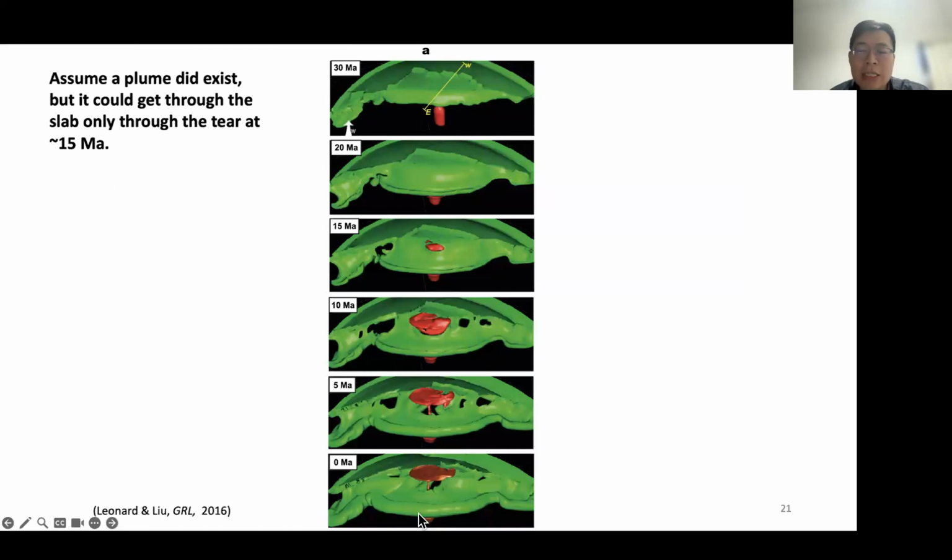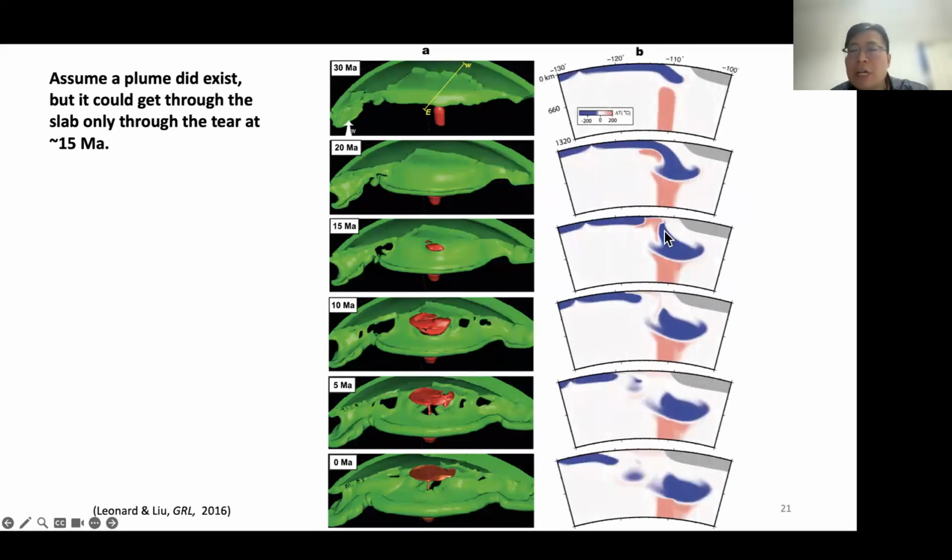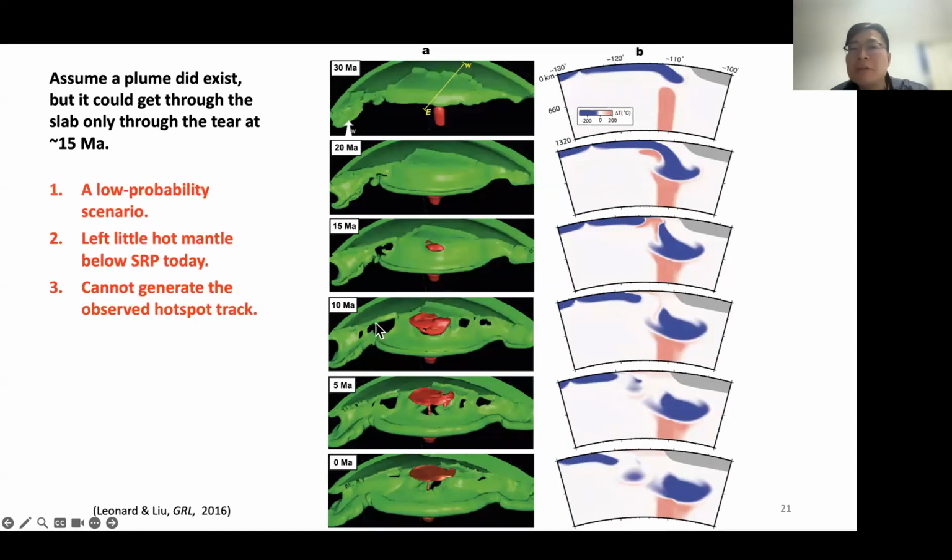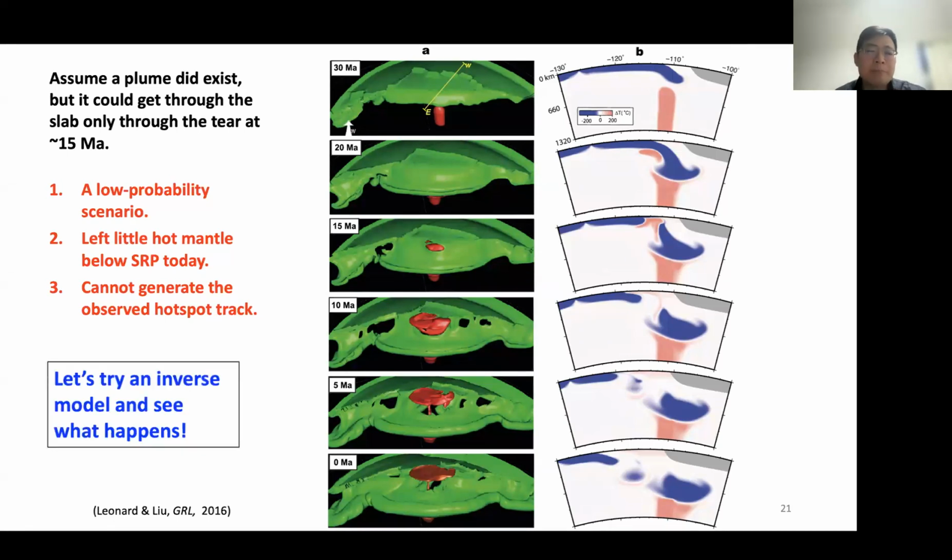We literally add in a plume below the slab tear, and we found that, well, for most of the time, the plume will be covered by the sinking slab. And if the plume happens to get through, it has to be at the right time and the right location, right? In other words, it's a low probability scenario. But of course, this is still a forward model, right? Let's see what an inverse model would do.